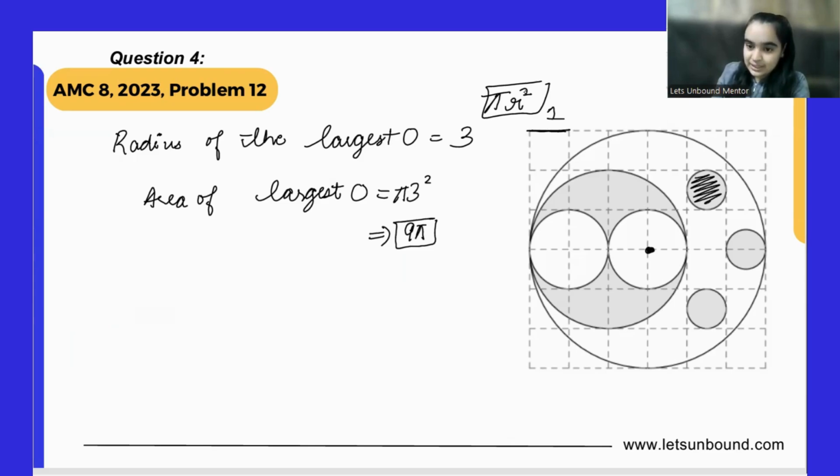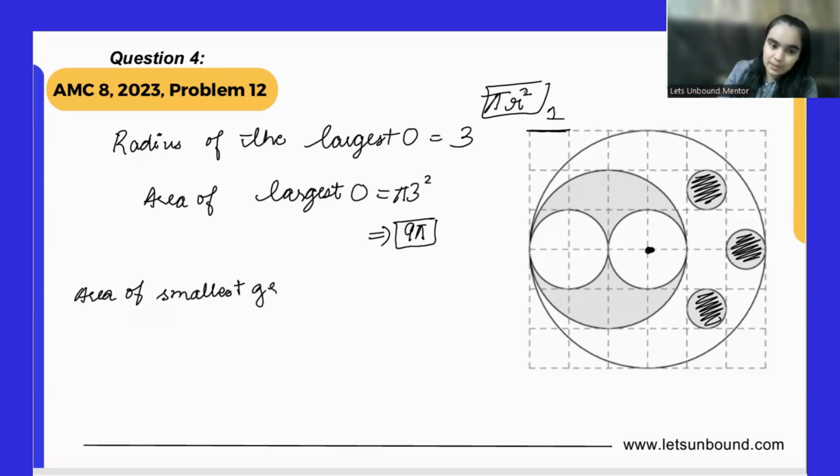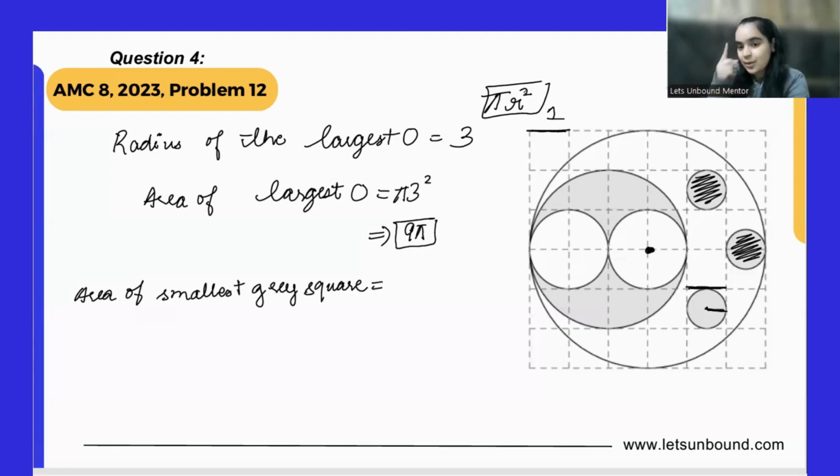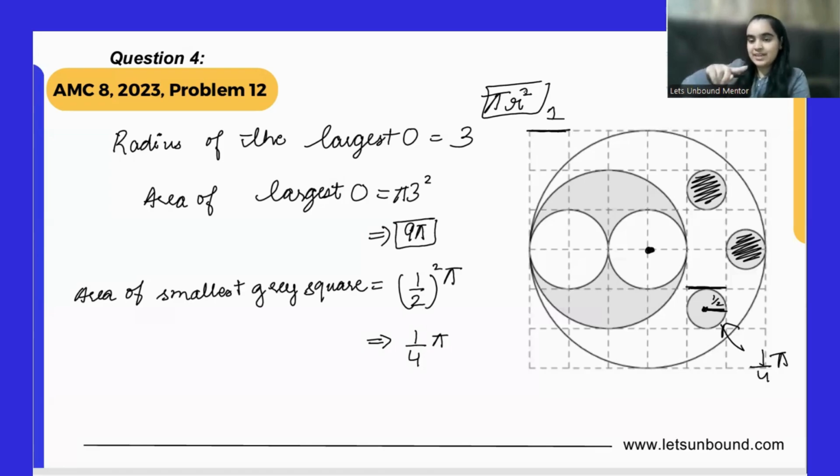Now, the area of these 3 tiny little circles. Let's find out the area of the smallest gray circle. But for that, we need to figure out the radius of this circle, right? Now, the radius of this circle is going to be half, correct? Because the length of one grid square is 1. So the radius of this tiny little circle is going to be half of it, correct? So half squared times pi, again to find the area, and it is going to be 1/4 pi for each tiny little circle. Okay, and we can see there are 3 tiny circles, right? So we can multiply this by 3 to find the area of the 3 gray circles, and it is going to be 3/4 pi.